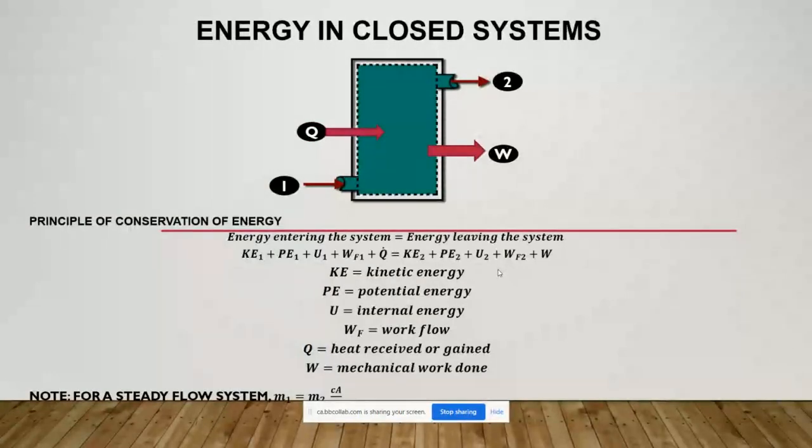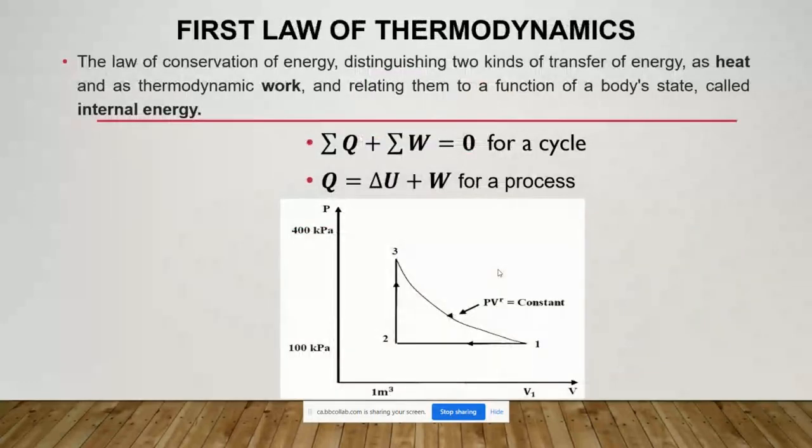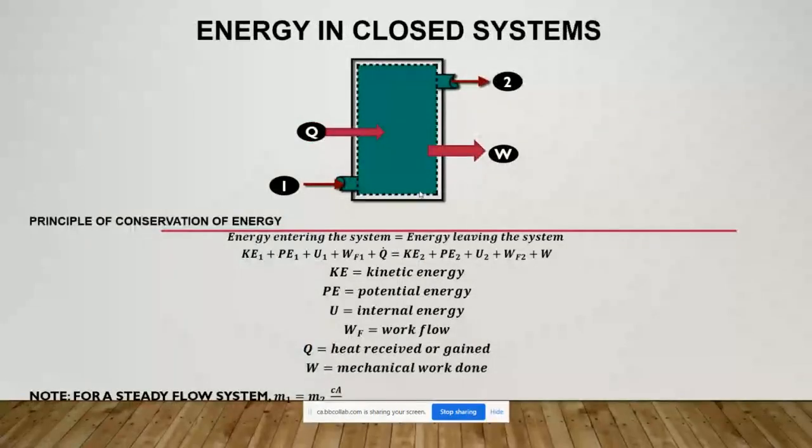Now, if you look at this system here, it's actually an open system. Fluid enters at point 1 and fluid leaves at point number 2. So what I wanted to indicate to you is, where is this formula coming from? Q is equal to delta U plus W for a process. I'm going to quickly derive it for you.